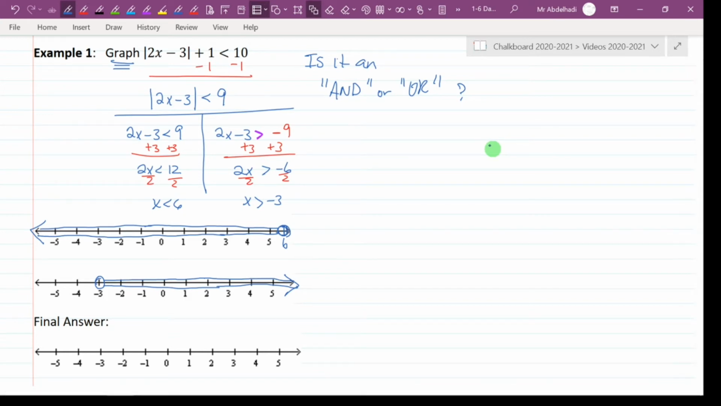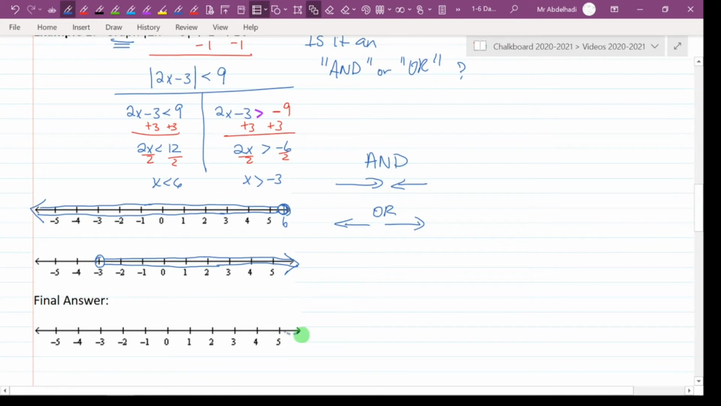Once you've gotten this far and you've plotted the first two inequalities that you get from the absolute value, you look at them. If they're going towards each other, then it's an "and". If they're going away from each other, it's an "or". So you can see these two here. These are going towards each other. All right? So it's an "and".